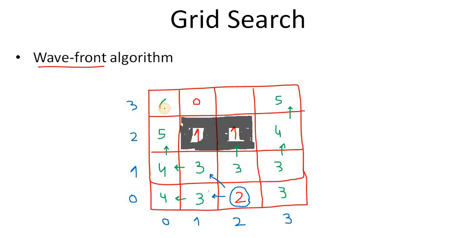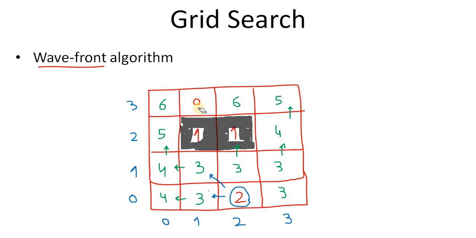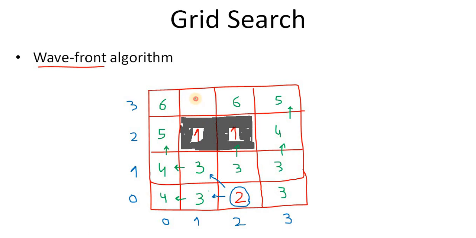So now here will be 6. This is our starting cell. Okay, and here it will also be 6. Okay, now we have 1 cell left, and then the algorithm will assign here 1 cell away from 6, so it will be 7. Here will be 7.